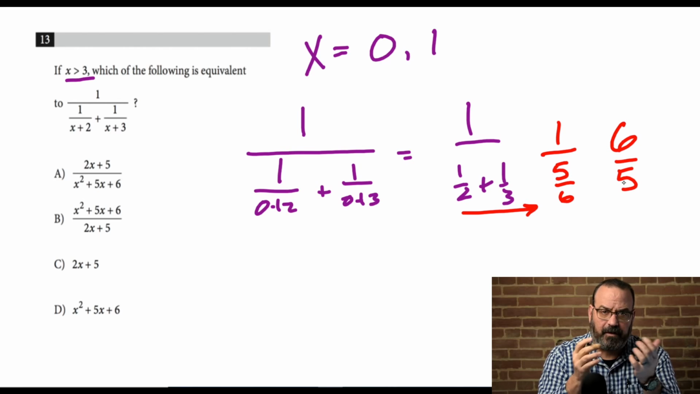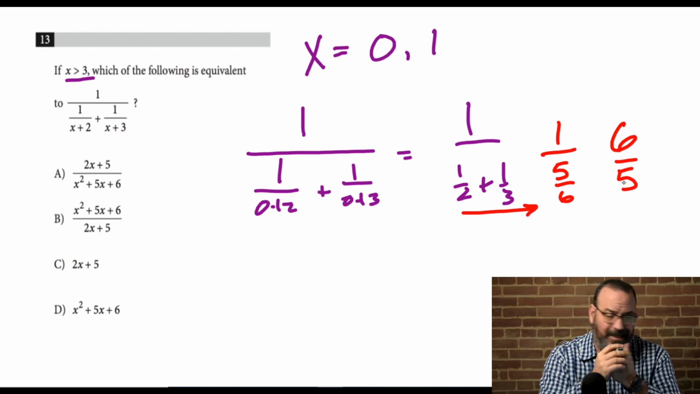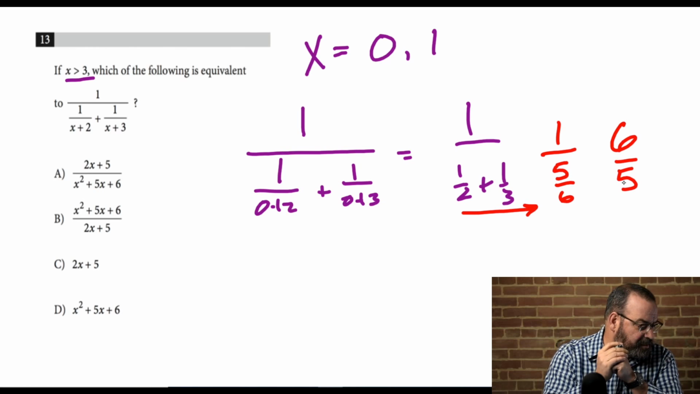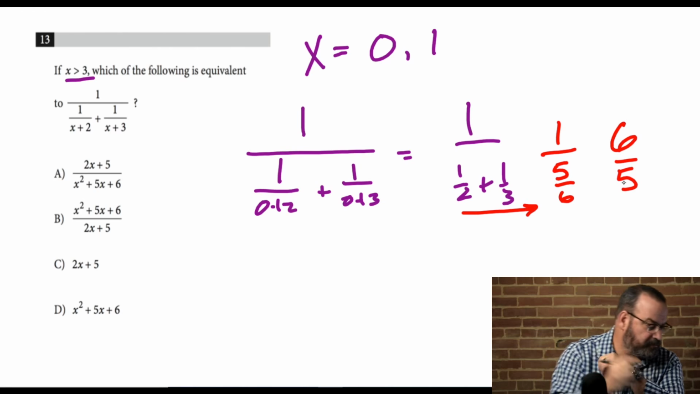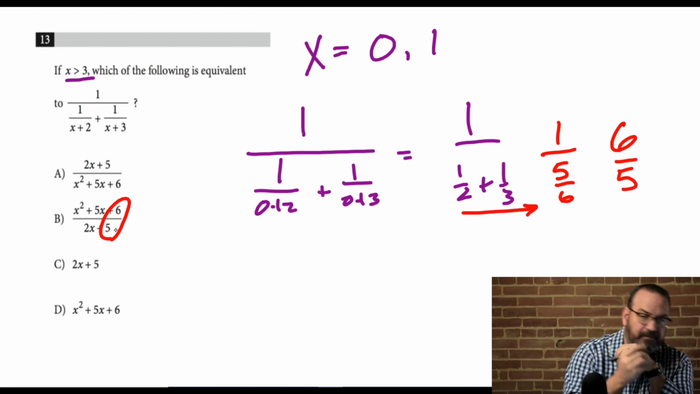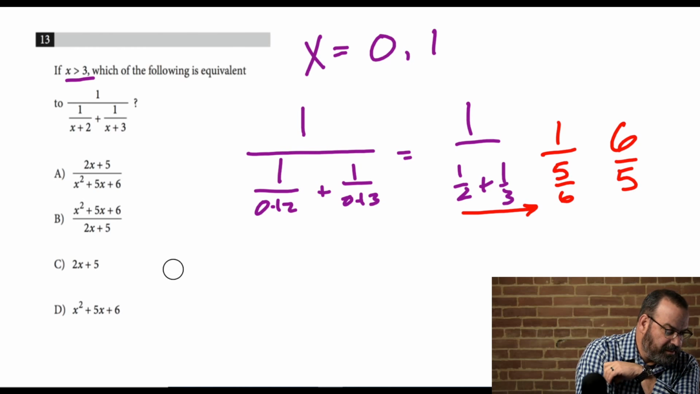Take a look and follow Phil's rules. Rule number 4 is to use the answers. Take a look at all the answers here, A, B, C, and D, and which one of them has 6/5? B. That's the right answer. Well, let's plug in 0 to prove that it's right.